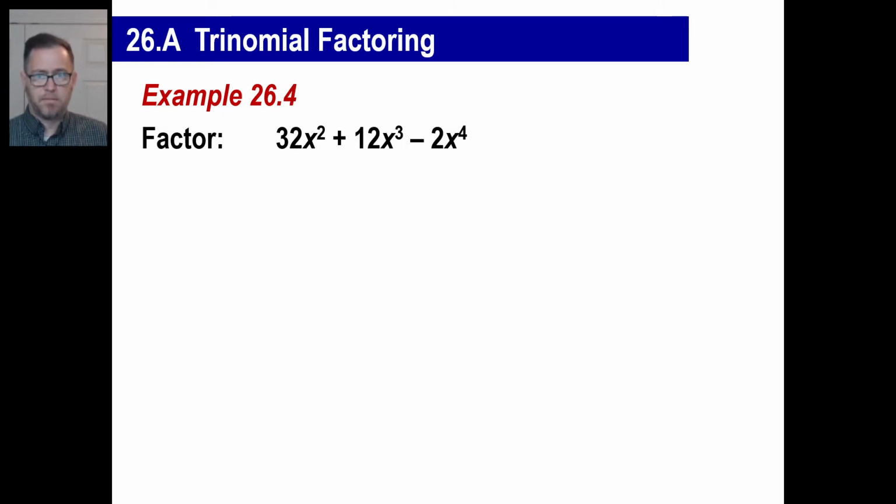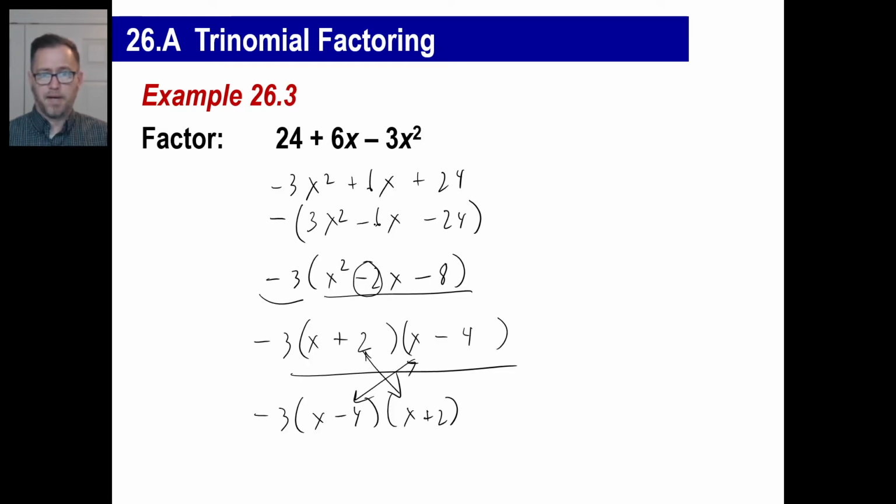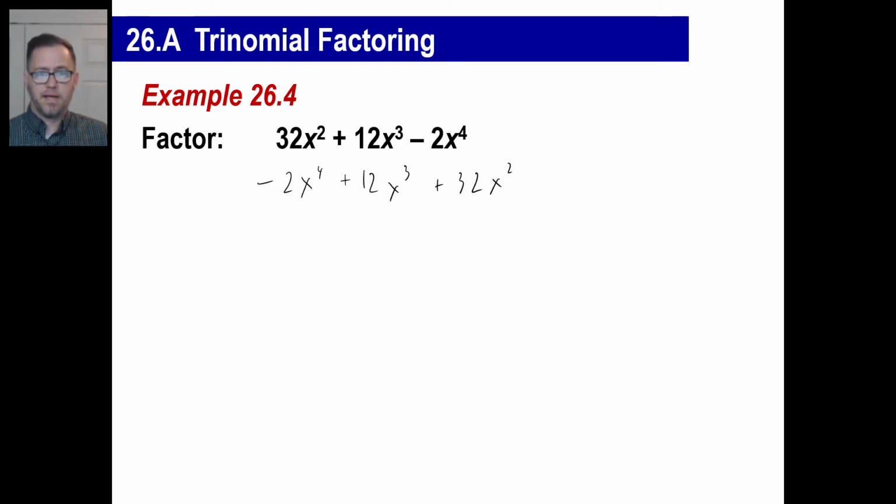Now this is weird. Okay, we got 4 to the 4th power to the 3rd power. We don't know what's going on here. Let's at least put them in right order. Okay, so in descending exponent order: -2x to the 4th, plus 12x to the 3rd, plus 32x to the 2nd. Well, since we do not know how to factor at this point anything other than something squared minus something to the 1st power and then the constant, let's go ahead and factor out everything we can. First off, we know we don't want our first term to have a negative in it, so let's just pull out a negative.